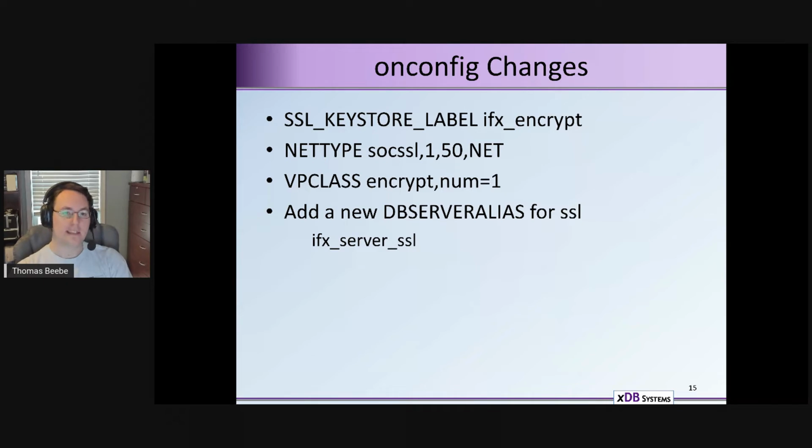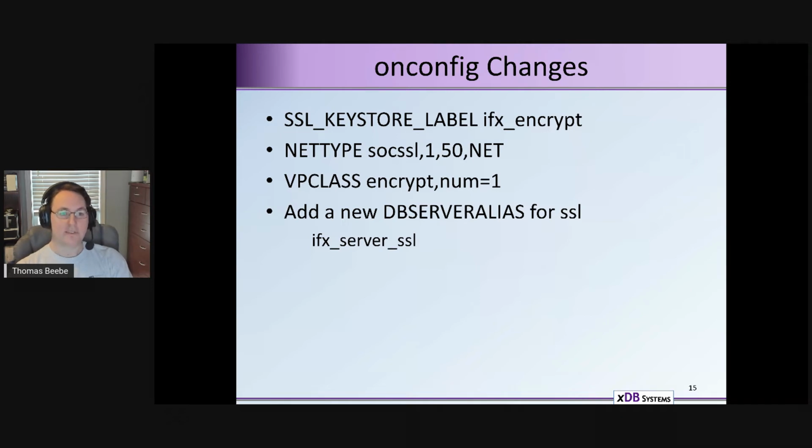If you don't do this, it'll create it automatically, but what you do is you add the net type, SOC SSL, and then the number of how big the network buffer pool you want. This works the same as your standard SOC TCP listener configuration.